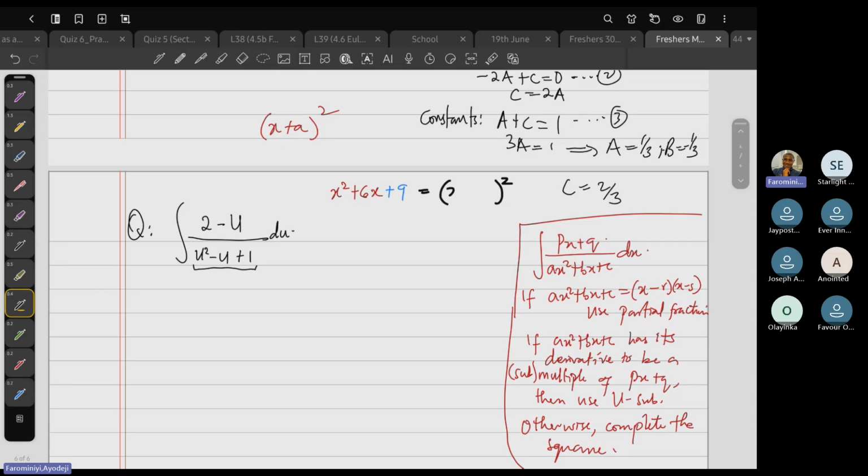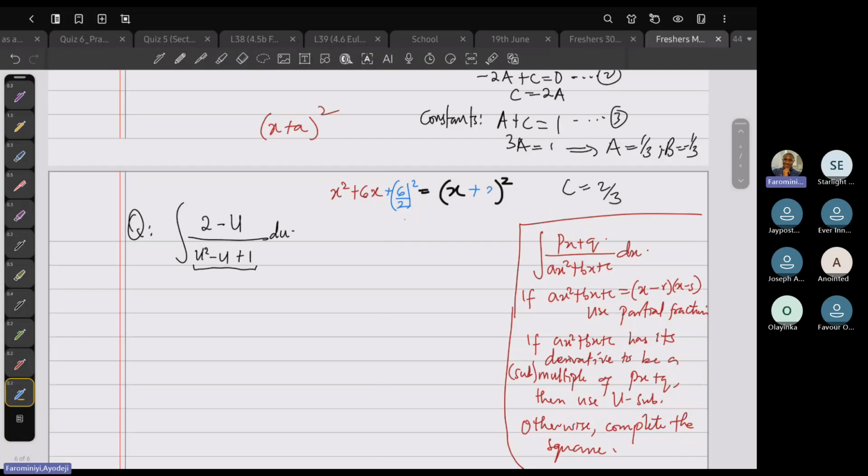I have actually written it. It is 9. But how did I get 9? Whatever you want to add will be the square of half of the coefficient of x. That is what you add to make it a complete square, and the thing you have added is what you put inside the parenthesis. So x squared plus 6x plus 3 squared is equal to x plus 3 all squared. That is what we call completing the square.